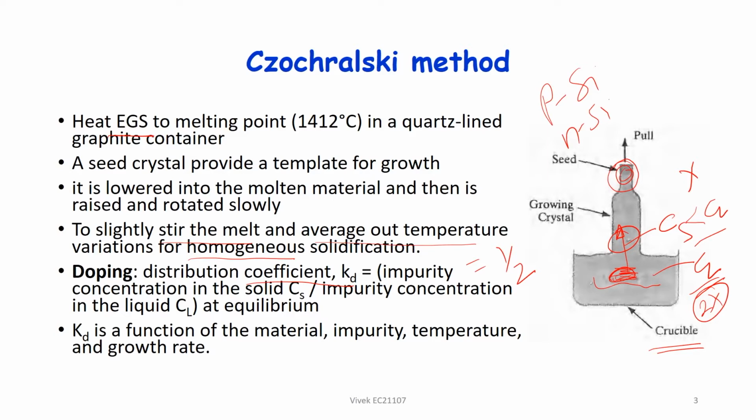And again, this distribution coefficient depends on the type of material, the impurity, temperature, and growth rate. So all these are factors in determining the distribution coefficient. But once you know the distribution coefficient, you can find out how much impurity we should mix in the liquid to get a desired doping for a single crystal silicon.